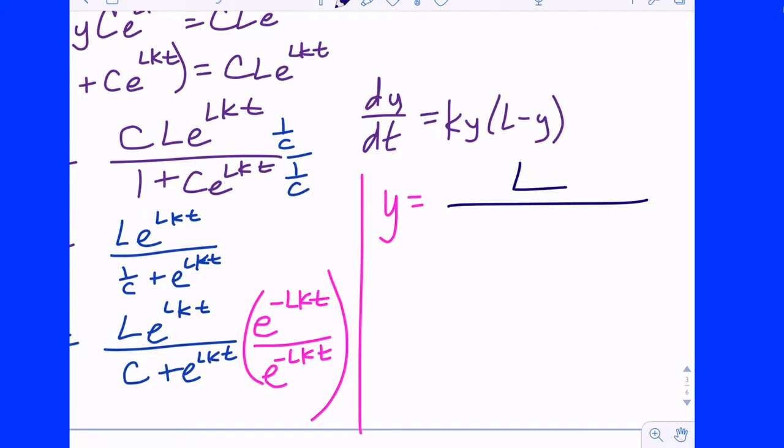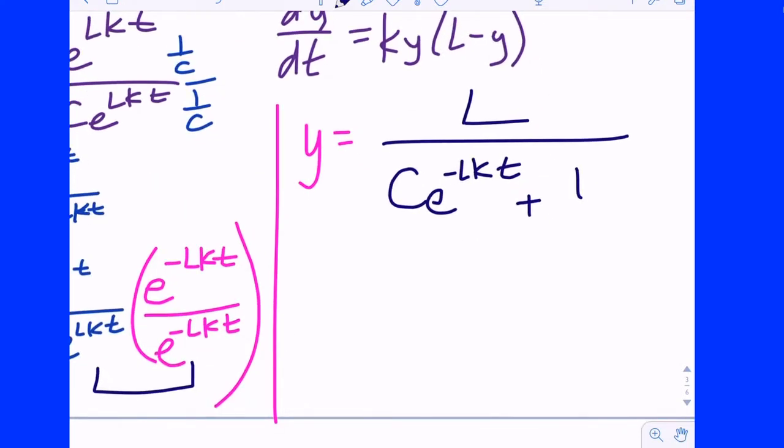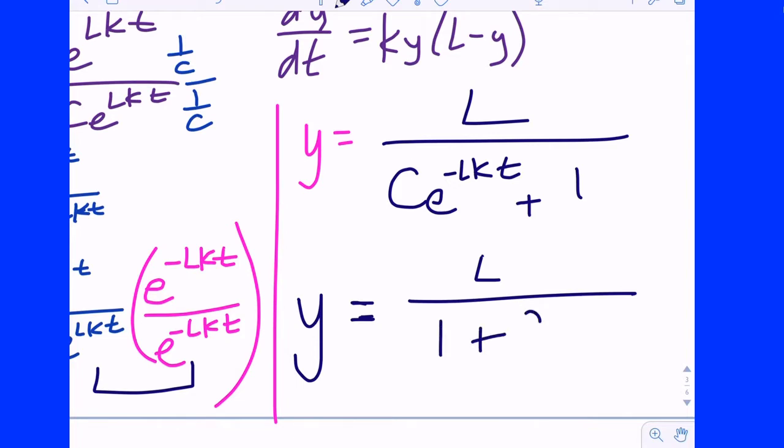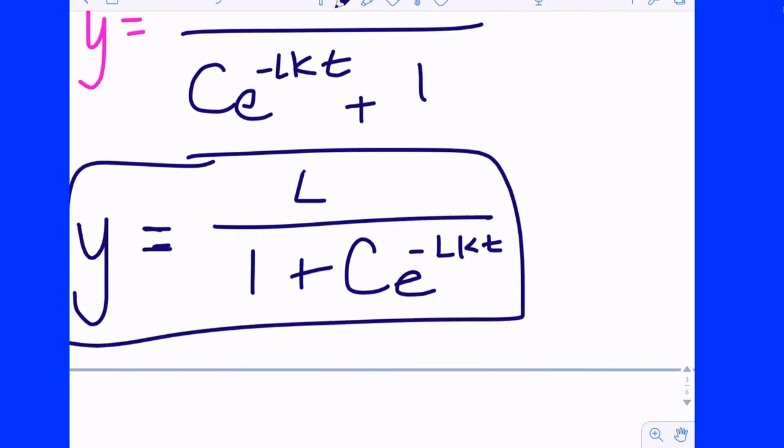All right. All over C, if I distribute in the bottom, C times E to the negative LKT plus, what do I get when I multiply those together by adding their exponents? I get plus 1. Oh, I'm liking that. So here we go. Just with a little rearrangement now, I get y equals L over 1 plus C times e to the negative LKT power. And that is the one that I think is pretty easy to memorize. A lot easier than the other version.